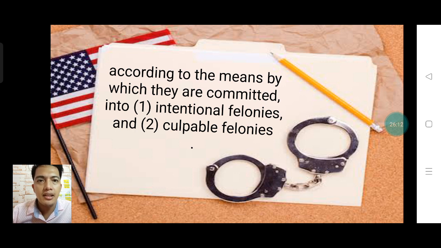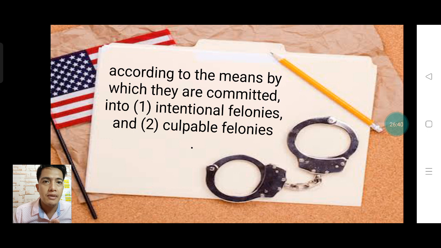Intentional felonies will depend on the outcome and the elements of the crime. For example, if you stole, you have freedom, you have intelligence, and of course intent to gain, to gain property that belongs to another person, which you took without the latter's consent. Then you are held liable for intentional felonies, because you had intent to gain.